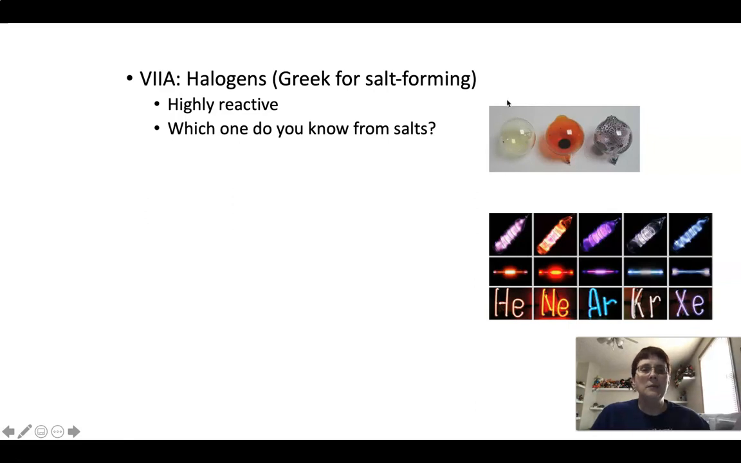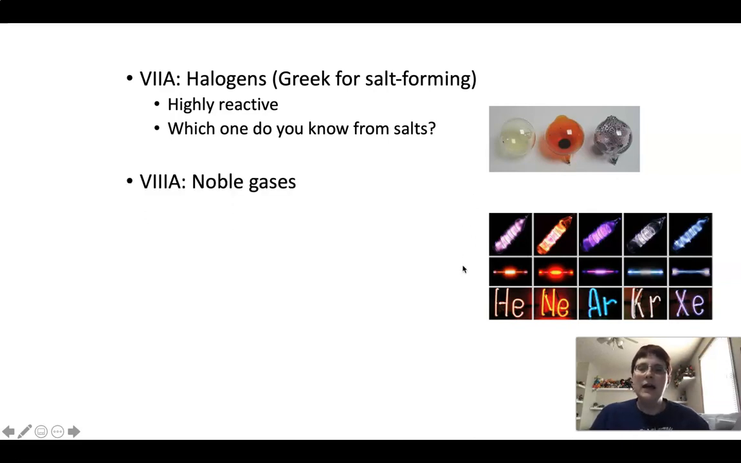And so my guess is the chlorine is the one that you recognize. So chlorine makes sodium chloride, table salt. Bromine, you may have come across bromine if you've ever had a surgical procedure, because this is one of the disinfectants that we use. Iodine, you might recognize from salt as well, because we iodize salt because we need iodine in our diet. But all of these guys show up in salts because they bind with things like sodium and calcium very, very easily.